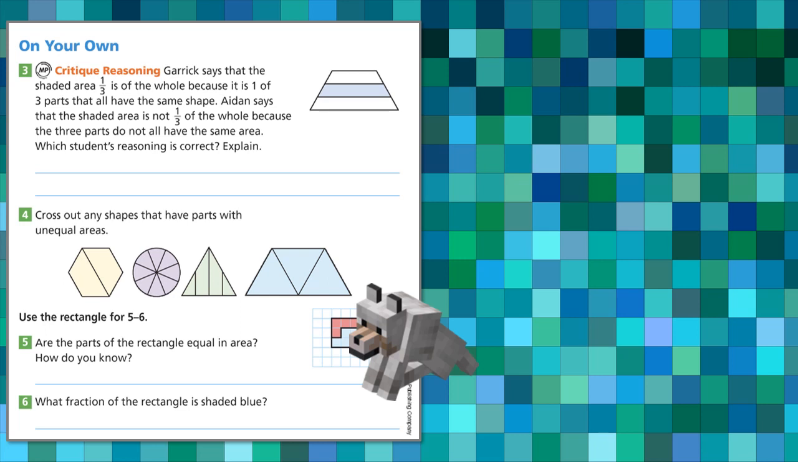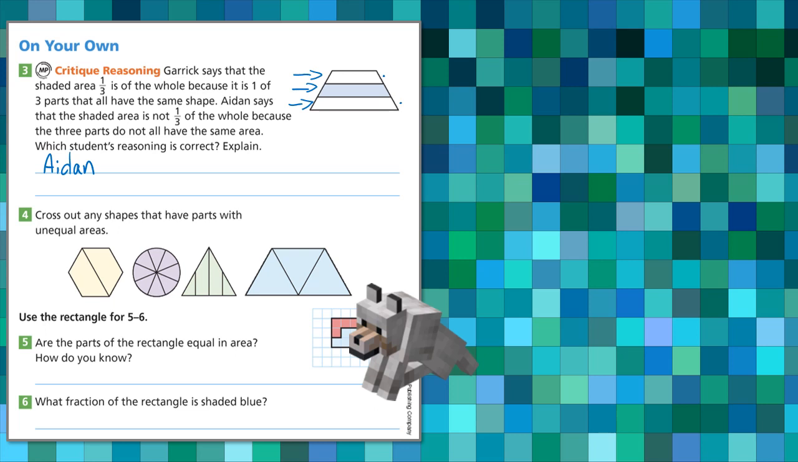Explain. Well, if I take a look at my trapezoid, I do notice that it's broken up into 3 parts. But if I compare my top part and my bottom part, I notice that my top part is a lot smaller than my bottom part. And I know that when I'm working with fractions, the parts have to be equal or measure the same amount of area. So I agree with Aiden because the parts do not have the same area. So we can't be talking about fractions.